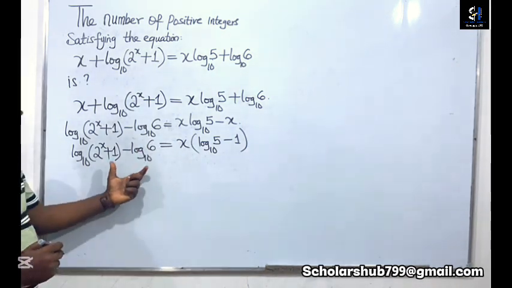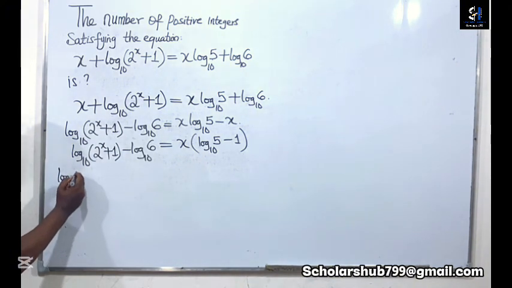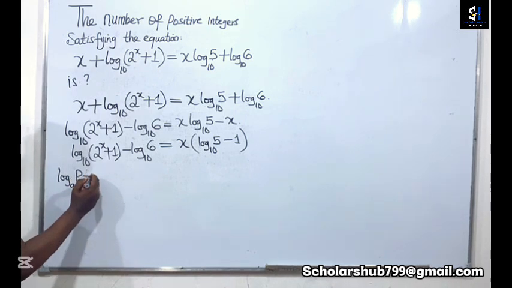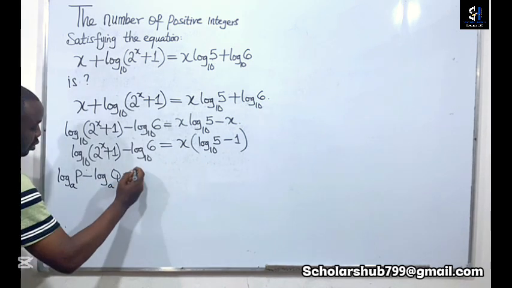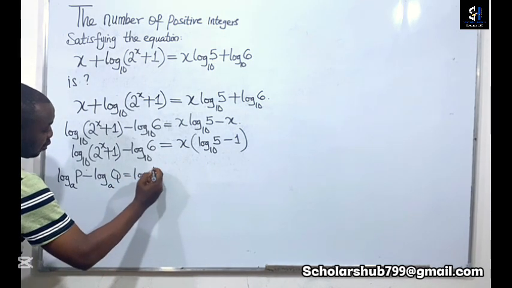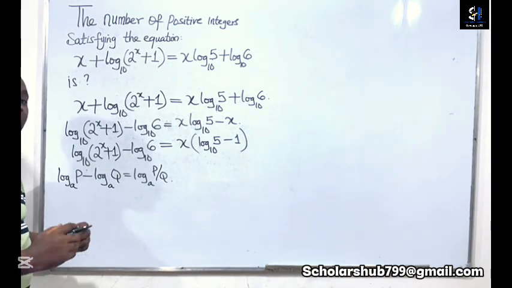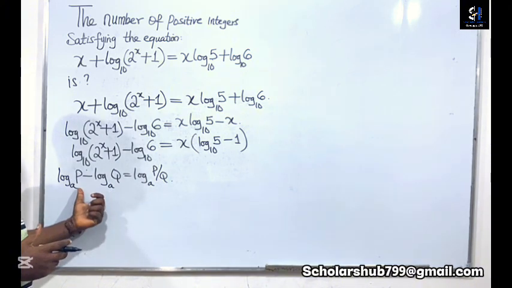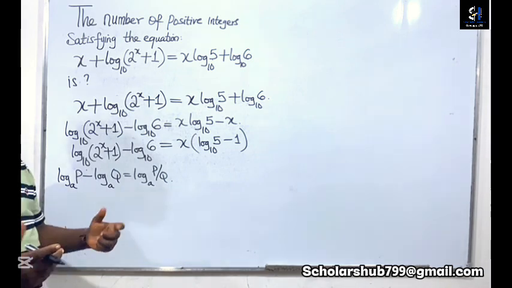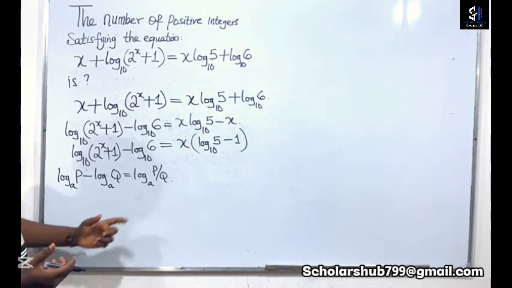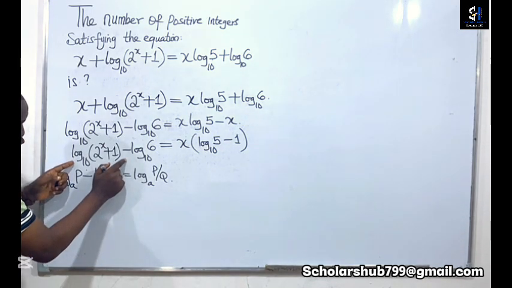Now, I'm going to use the property that log to base a of p minus log to base a of q equals log to base a of p over q. That is, the difference between the logarithms of two separate quantities, p and q, equals the logarithm of their quotient. So with this property, I'm going to apply it in this case.